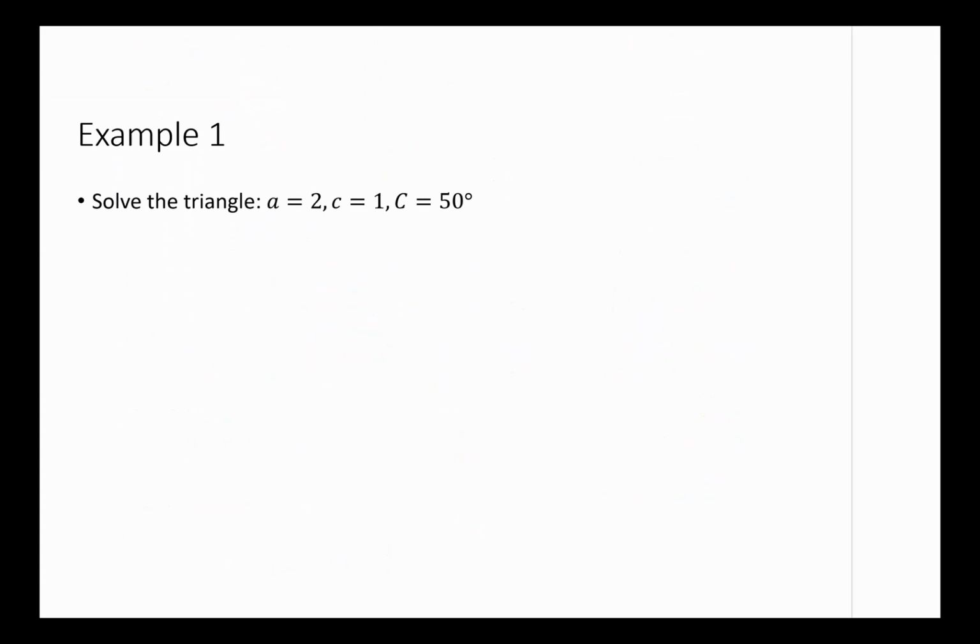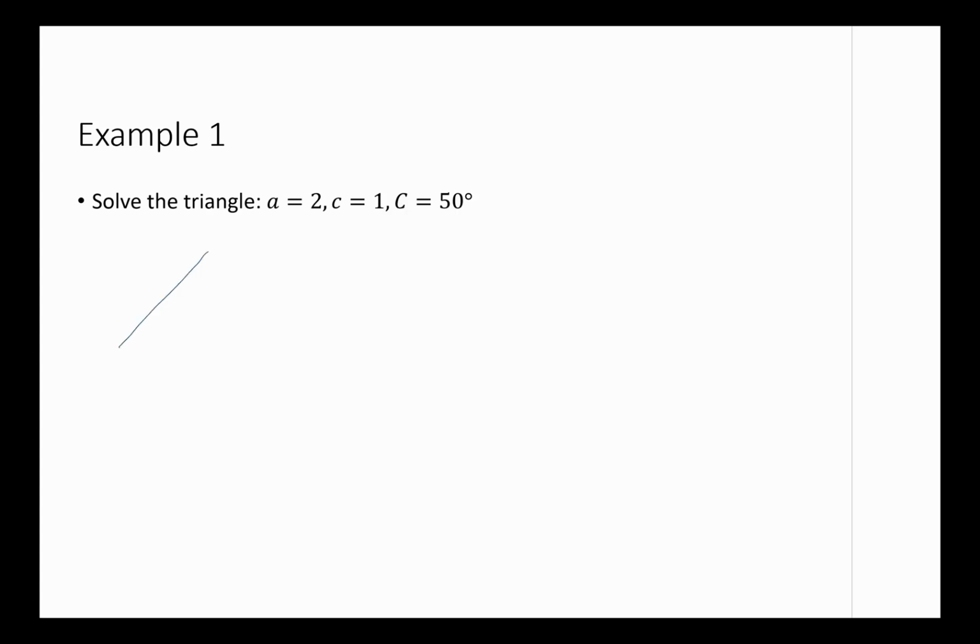So solve the triangle. A is 2, C is 1, and C is 50. When you set this up, you always want to set up the angle so that it's at the bottom left-hand corner, and then the 2 sides are going to be at the top. It just makes it easier so you always have a pattern to follow.